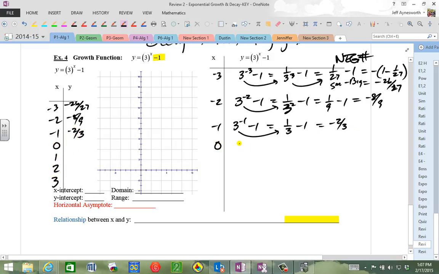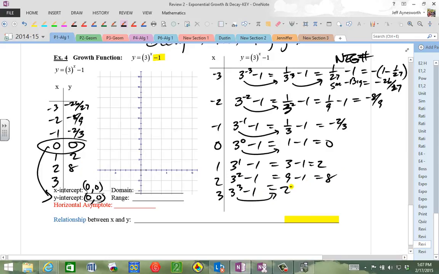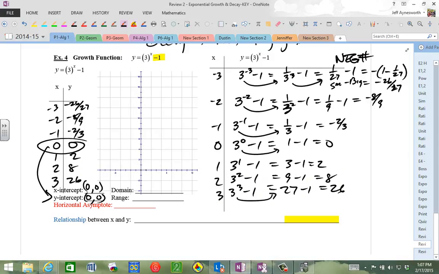At 0, you have 3 to the 0 power minus 1, which is 1 minus 1 or 0. So 0, 0 is both an x and y intercept. At 1, you have 3 to the first minus 1, which is just 3 minus 1 or 2. At 2, you get 3 squared minus 1, which is 9 minus 1 or 8. So 2 comma 8. And at 3, 3 cubed minus 1 is 27 minus 1 or 26. So 26 here. So let's plot.